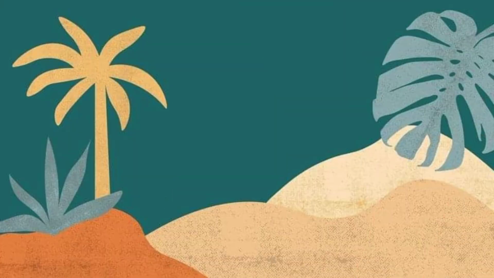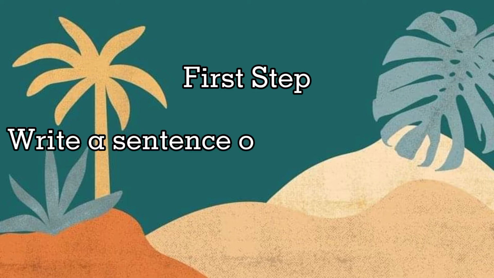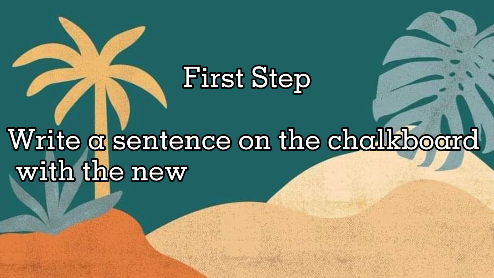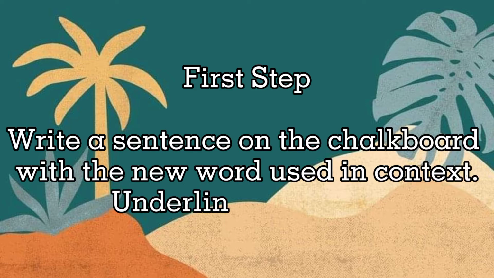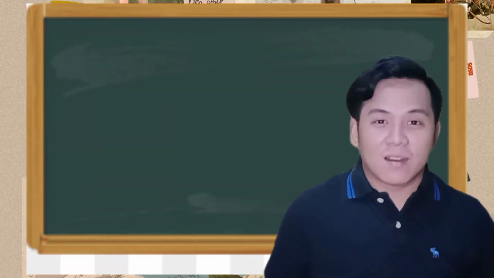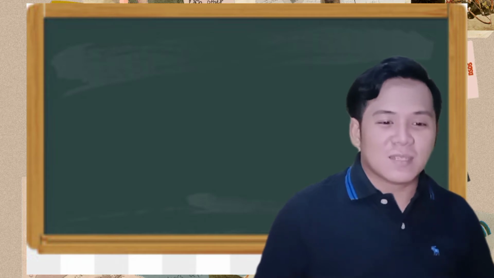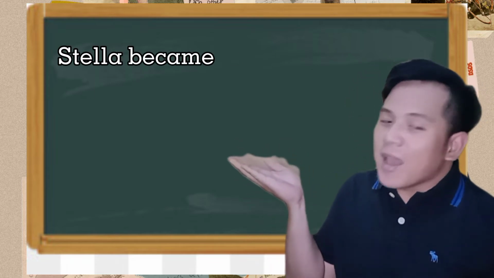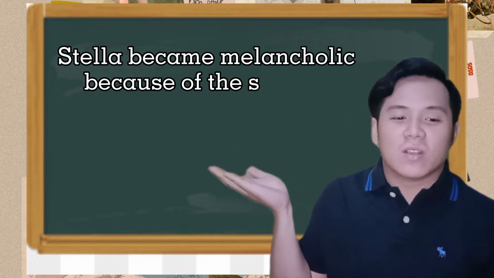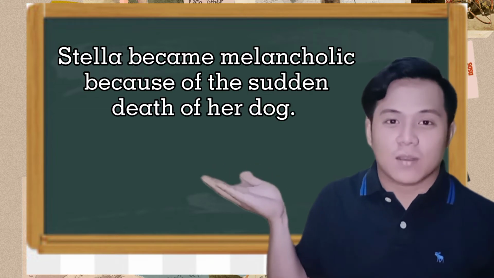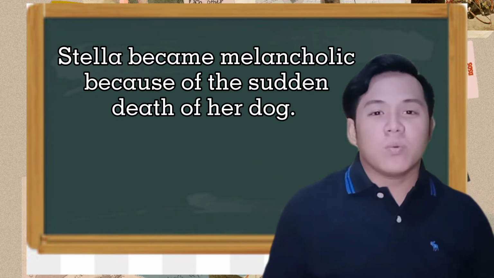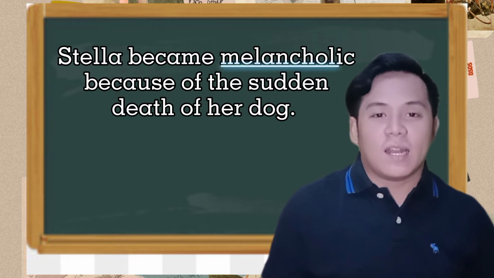Here are the steps to follow. First step, write a sentence on the chalkboard with the new word used in context. Underline the word. In this matter, let us use the sentence, Stella became melancholic because of the sudden death of her dog. The new word is melancholic.